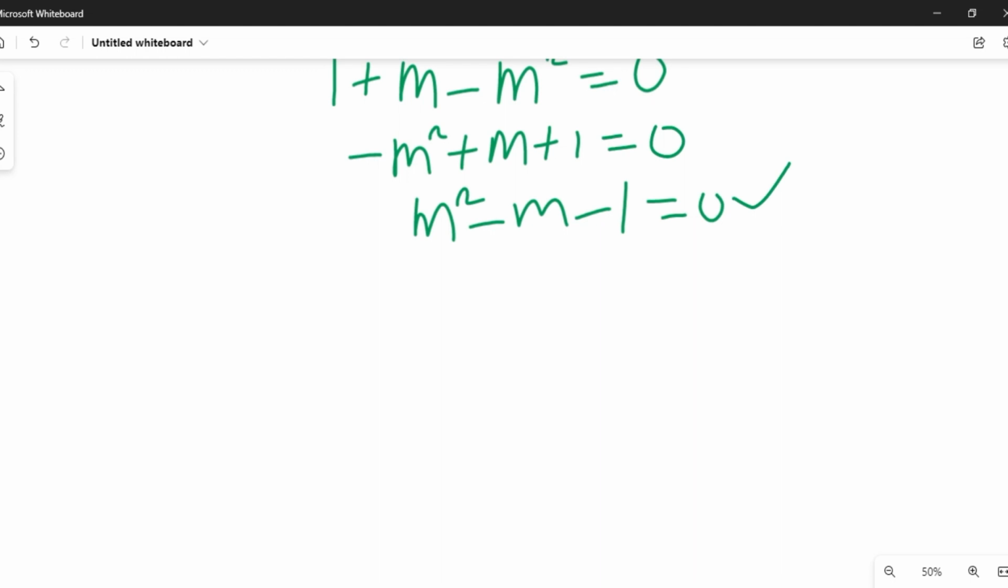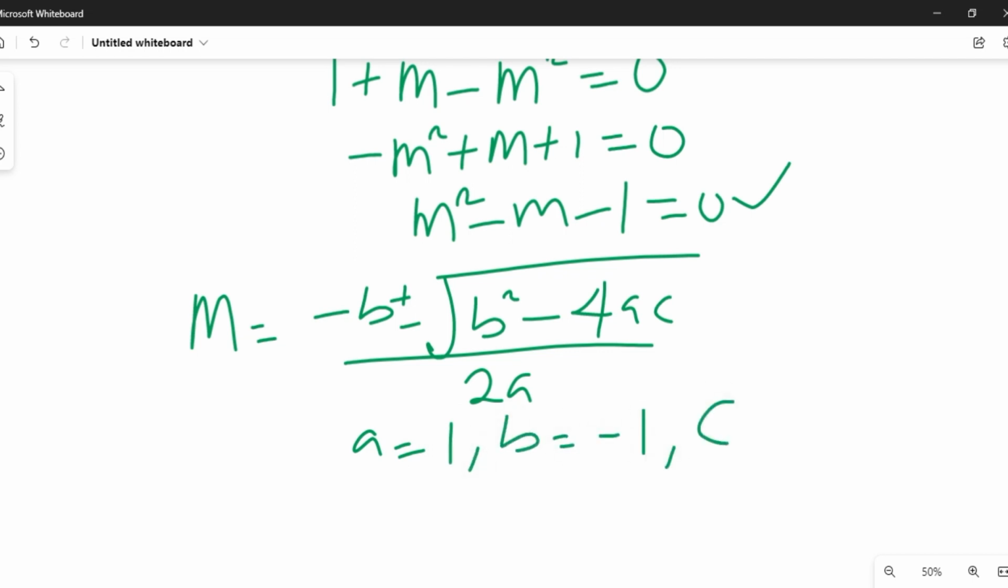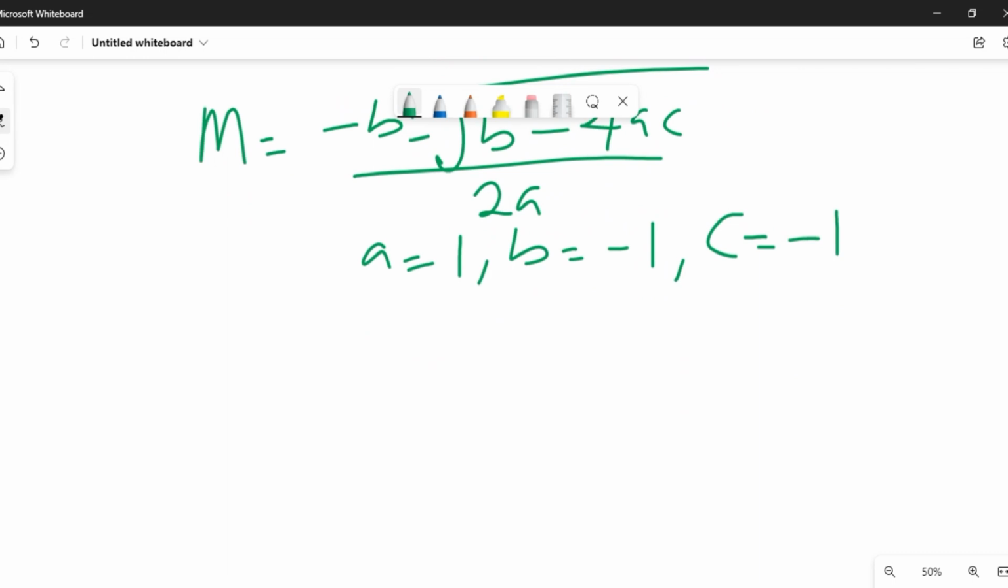So we're going to use the quadratic formula in which m will be equal to minus b plus or minus square root of what? b^2 minus 4ac, all over 2a. Now from that expression, our a is equal to 1, our b is equal to minus 1, and our c is equal to minus 1. So we'll substitute those values into the quadratic formula.